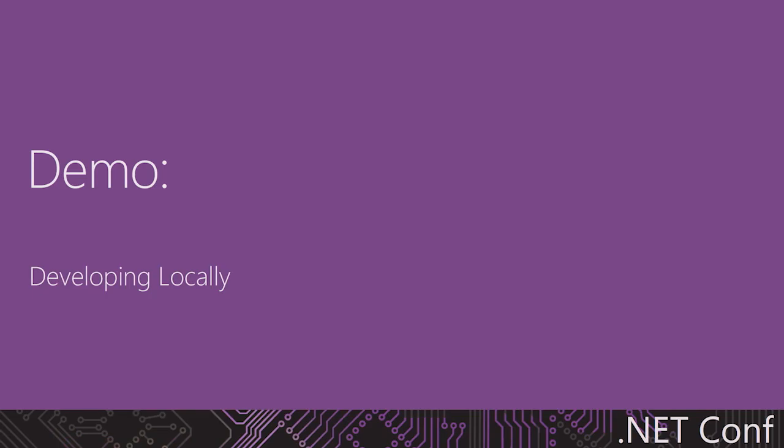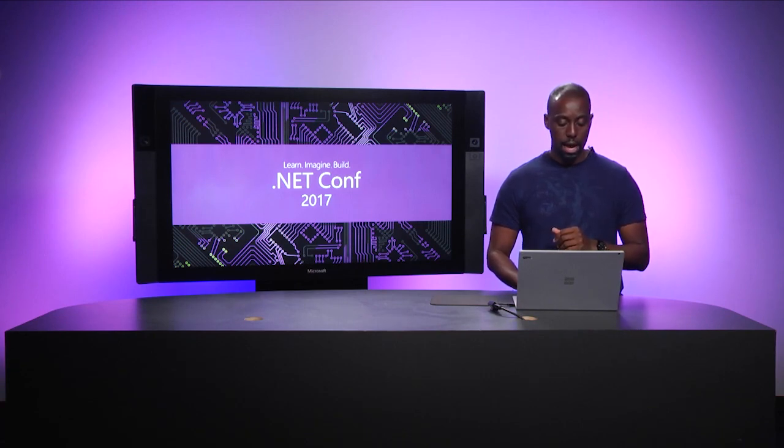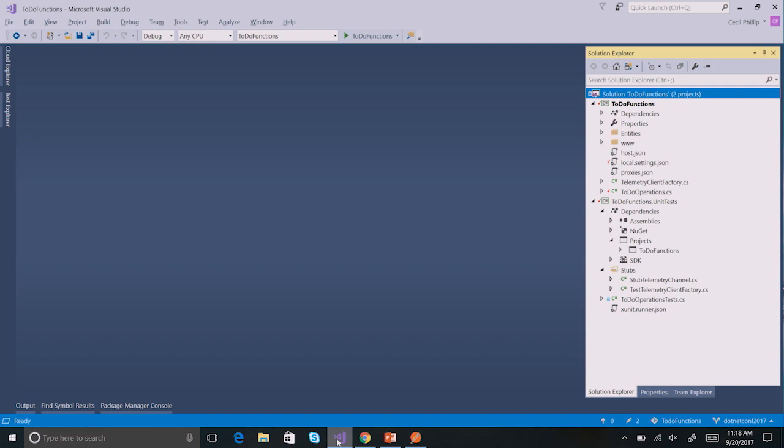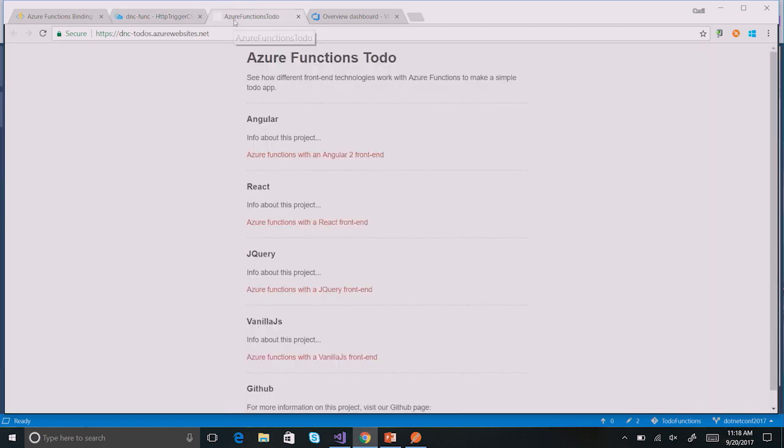So let's head over to Visual Studio and see what it looks like to debug and test my applications locally using Azure Functions. So I have an application that we created. And actually, before I show you the code, why don't I show you what the app looks like? So let's go back to Chrome really quickly.